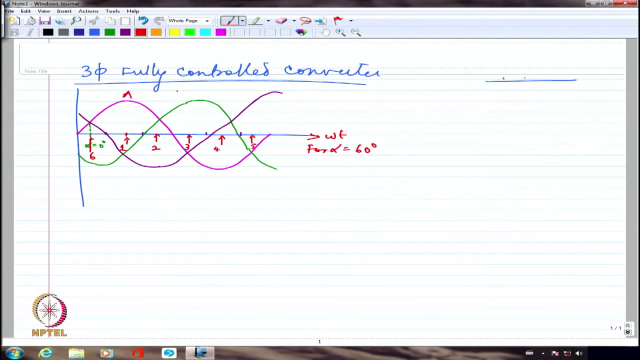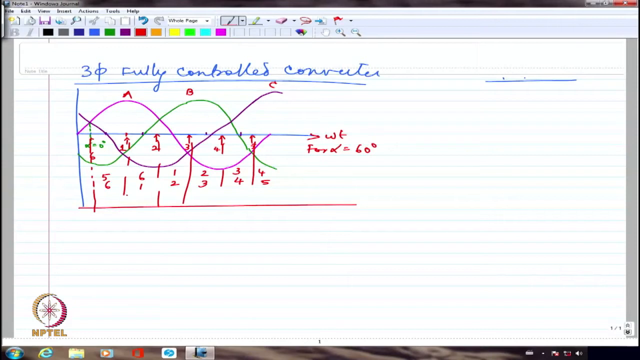So if this is A, this is B, and this is C, I can again write the interval somewhat like this. So these are the intervals that we are writing here. So this is going to be 5 and 6, this will be 6 and 1, this is 1 and 2, this is 2 and 3, this is 3 and 4, this is 4 and 5. This is how each of those devices pair up with the other one and then conduct. So this we are assuming again continuous conduction, but of course even if it is a resistive load, I would have gotten a waveform.